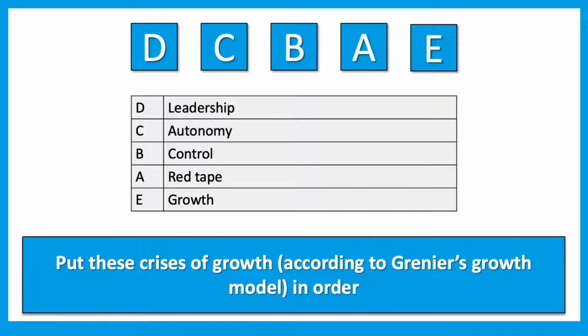So the first one is indeed leadership, D. That's the first crisis of growth. Then we have autonomy, C. Then we have B, control. Then we have A, red tape. And finally, the last crisis of growth is growth itself, perhaps the crisis of lack of growth, or concerns around lack of growth. Fantastic. I'm going to hand you over to Mike now, who's going to do some multiple choice questions.